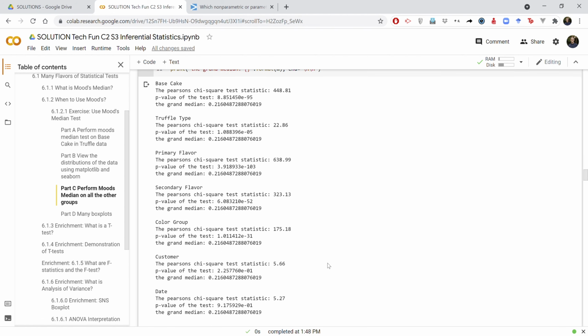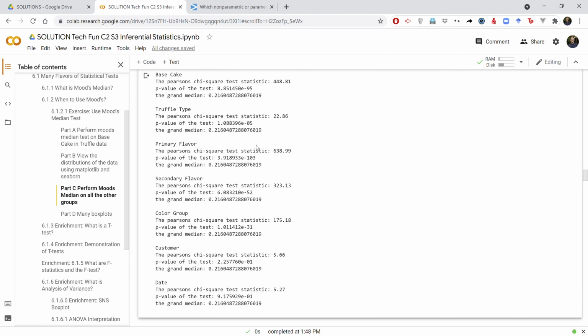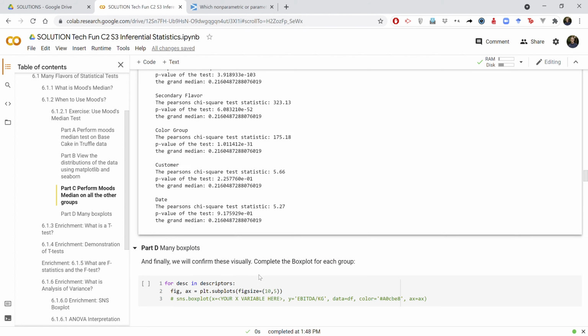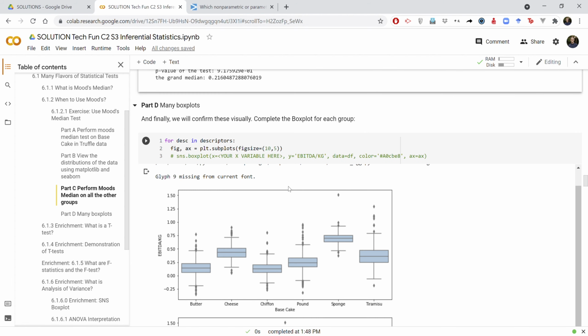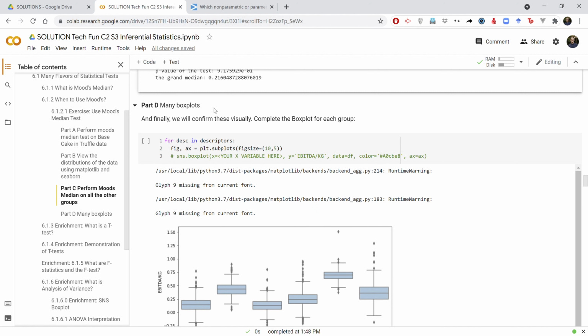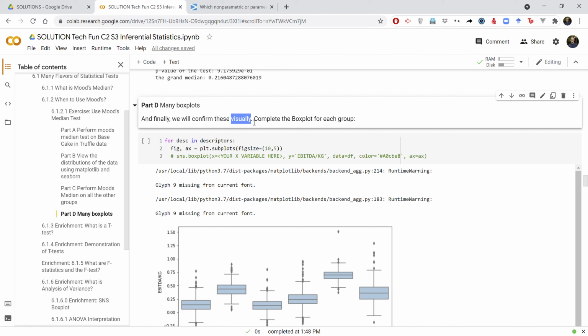And it looks like our highest scorer is the primary flavor, followed by the base cake, followed by the secondary flavor, the color group, the truffle type, and then customer and date that look like they don't pass our significance test at all. It's always helpful to have a visualization. So here, part D, we will finally confirm these visually. Complete the box plot for each group.